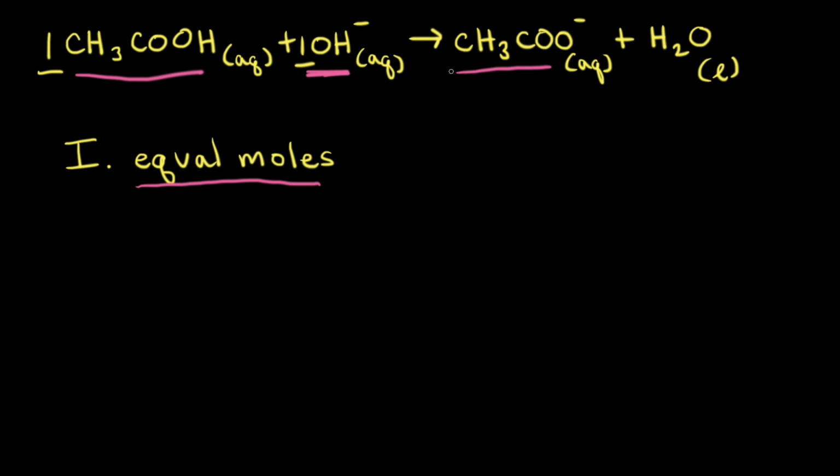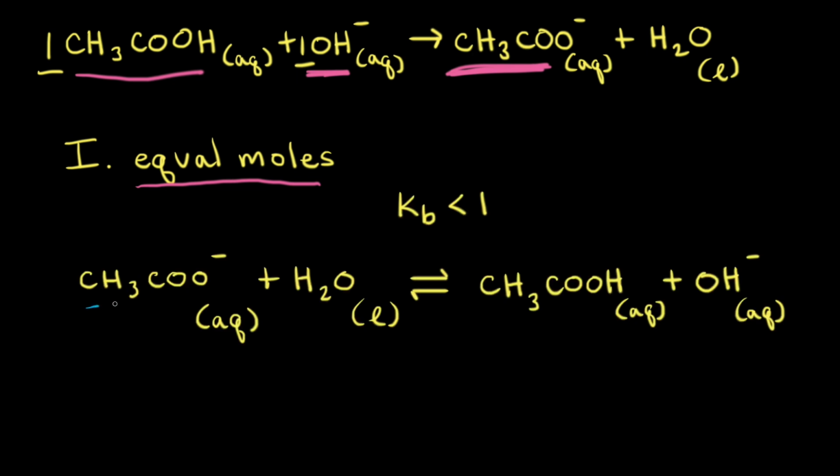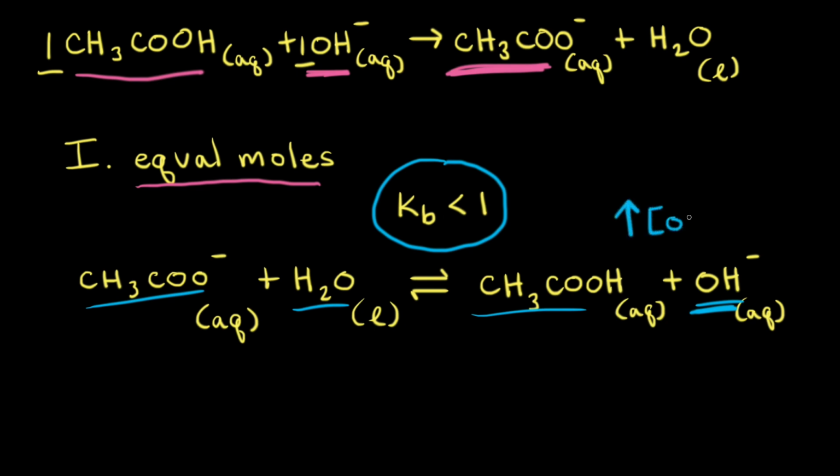We need to think about the acetate anion in aqueous solution. And in aqueous solution, acetate anions react with water to form acetic acid and hydroxide ions. This reaction does come to an equilibrium, and since Kb is less than 1, at equilibrium there will be a large amount of reactants and only a small amount of products. However, since we are increasing the concentration of hydroxide ions in solution, the resulting solution will be basic. Therefore, at 25 degrees Celsius, the pH of the resulting solution will be greater than 7.